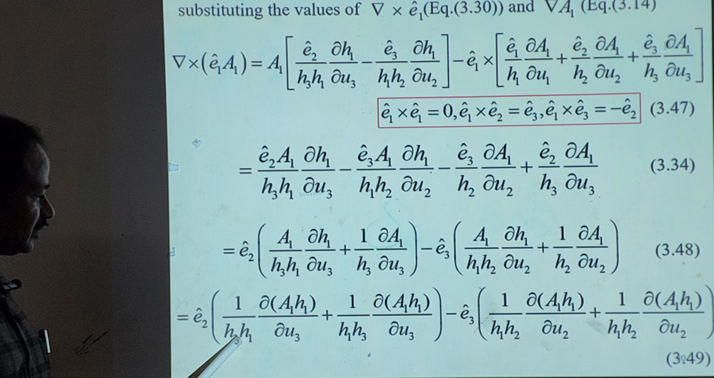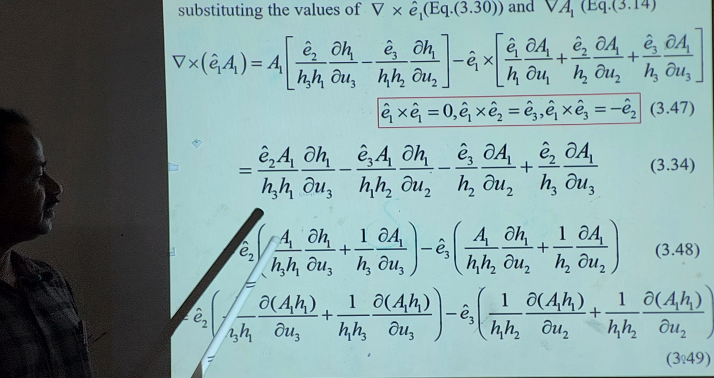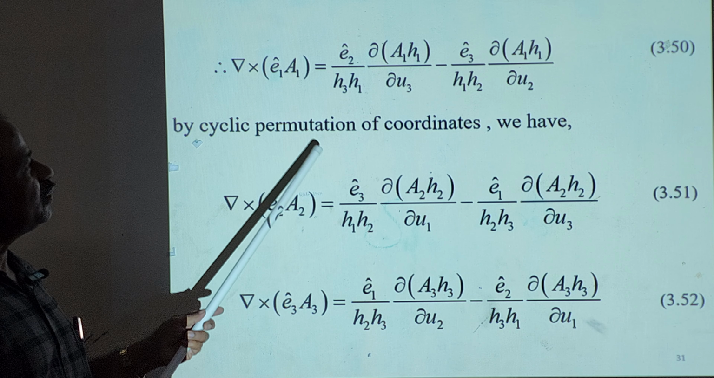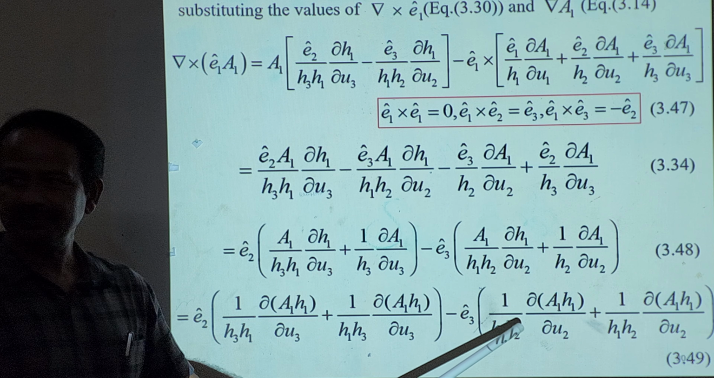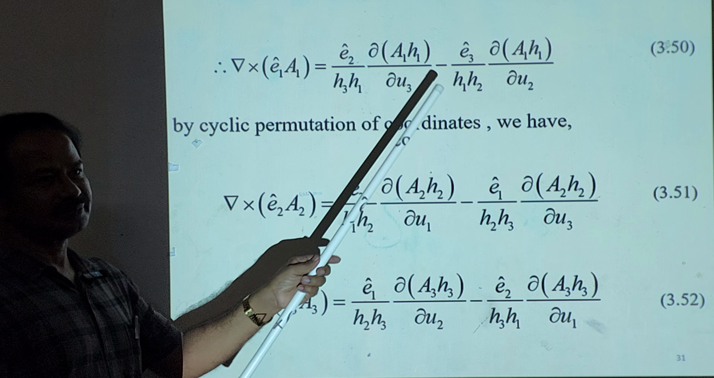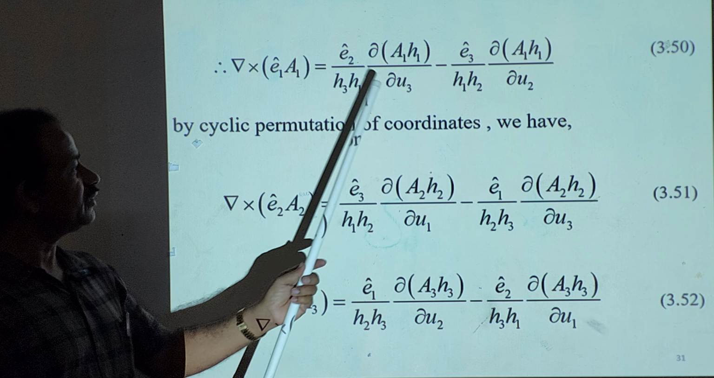So you can pull H3 H1 out. Here, you can pull H1 H2 out. So that will give you del cross E1 A1. Both are the same here, and here also both are the same. If both are the same, you can write it only once. This is for E2 and this is for E3.